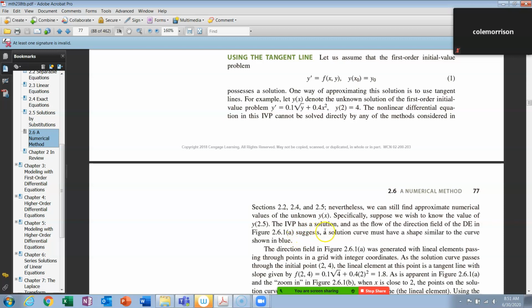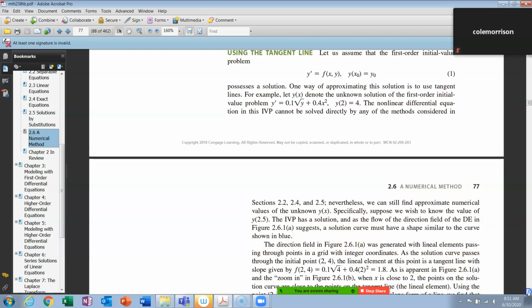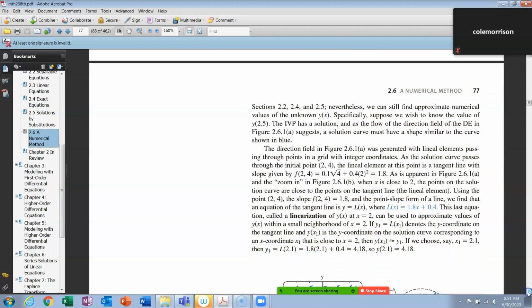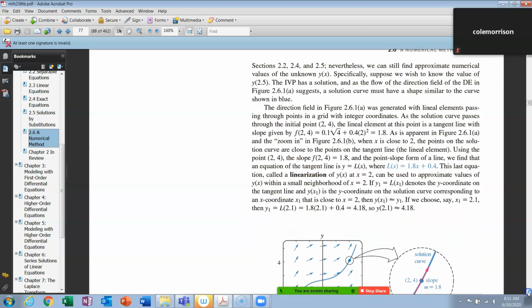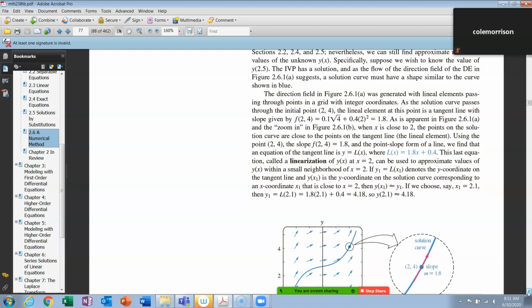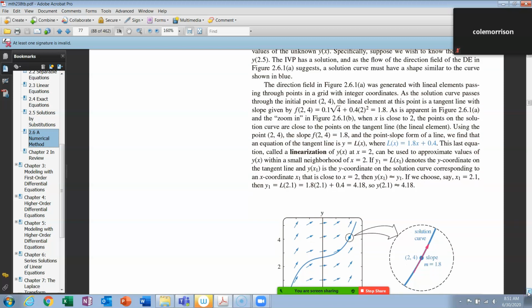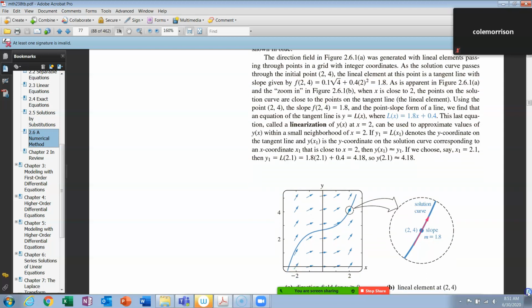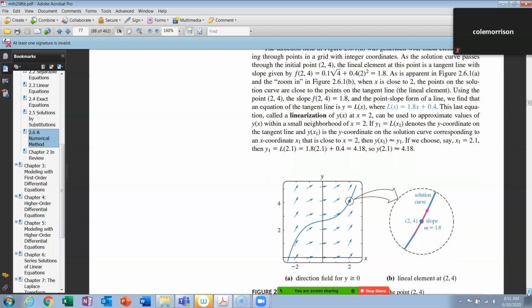Now, that does have a solution, and the flow in the direction field, which we did before when we were just doing qualitative, the solution curve must have a shape similar to the curve shown in blue. Let's see if we can get that to show up here. Here we go. All right, we've lost our equation, but we'll come back to it. Okay, here's the direction field.